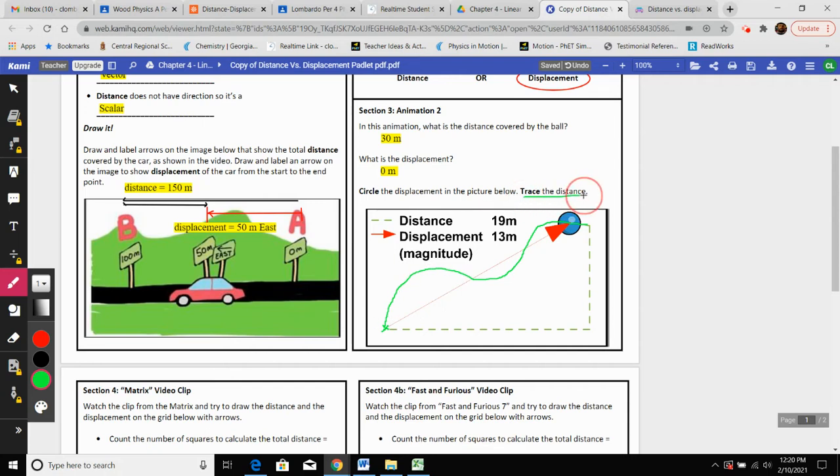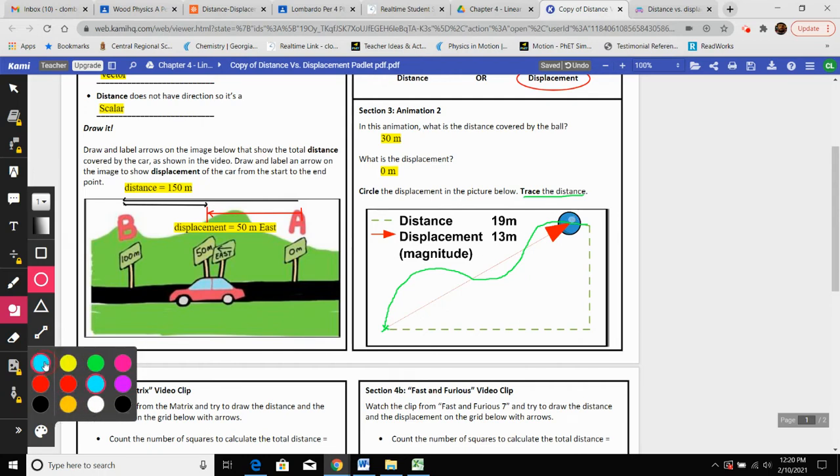We traced the distance. Now circle the displacement. So the color of the circle here was blue, so I'm going to make this one blue as well. So the very beginning, all right, I'm going to put a ball here up. Crap. I want to actually change that so it fills in.